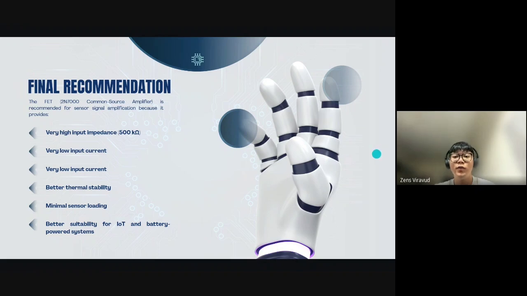In conclusion, both amplifiers successfully amplify weak signals. The BJT provides higher voltage gain, while the FET offers better efficiency and better performance for sensor interfacing. Therefore, the FET is the preferred choice for modern sensor signal amplification.